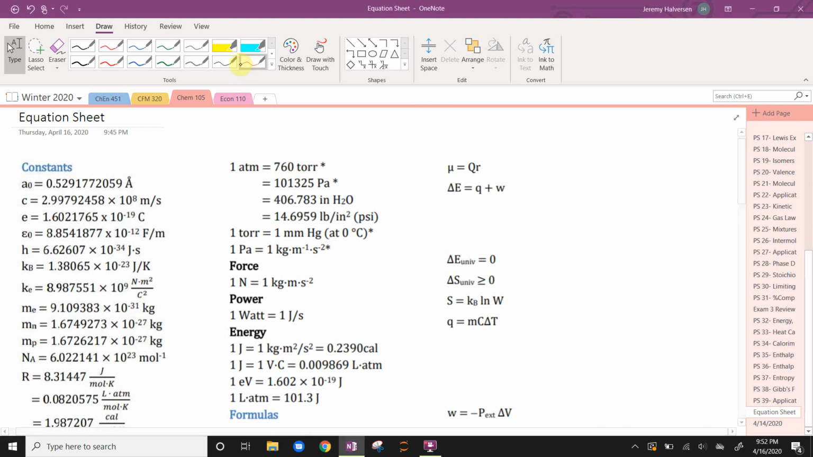This video is designed to review the equation sheet, to remind you what equations are on here, what equations aren't on here, what units should be used for certain equations, and in what areas equations apply and when they don't. So we're going to get going. I've got the equation sheet here.